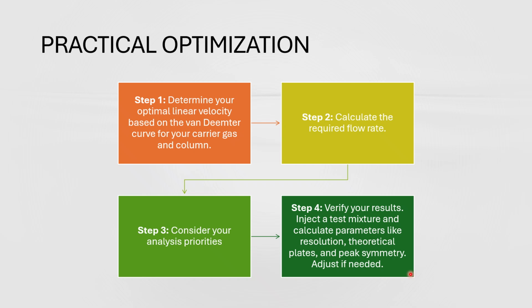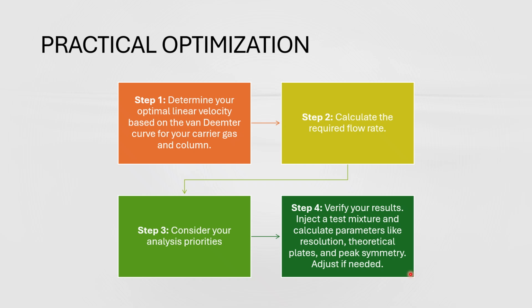Let's say you're switching from helium to hydrogen to save cost. So your optimal linear velocity changes from 35 cm per second to 45 cm per second. This means you can actually run your analysis faster with hydrogen while maintaining or even improving separation efficiency. So your 20-minute helium method might become only a 15-minute hydrogen method with better peaks.